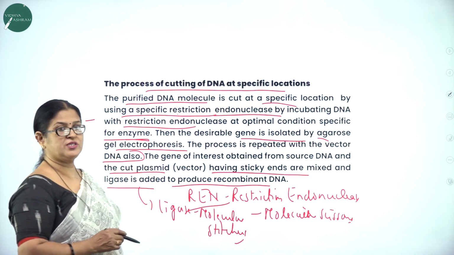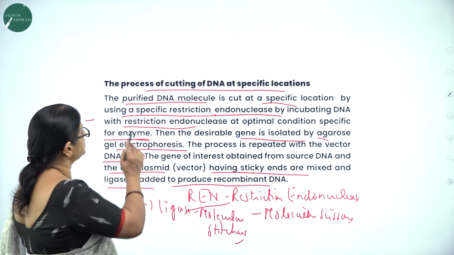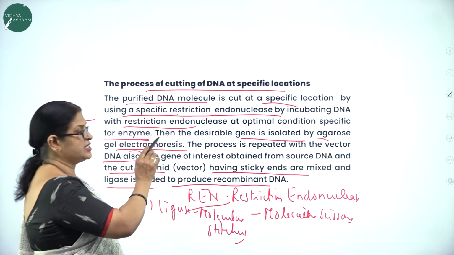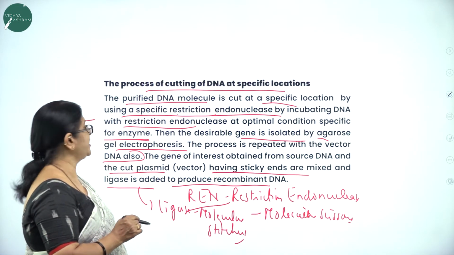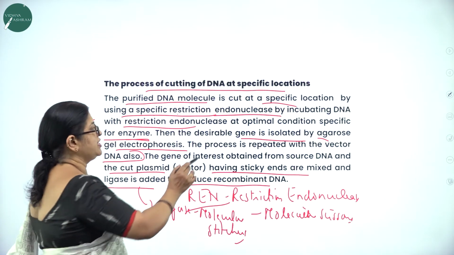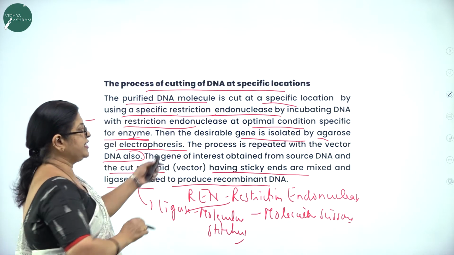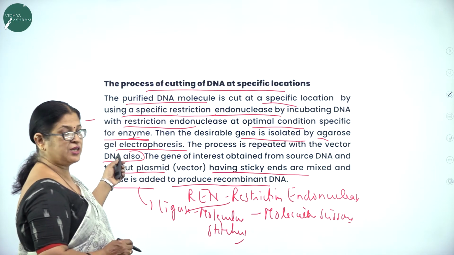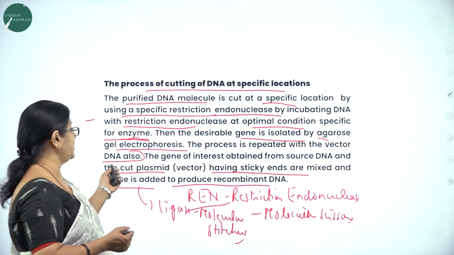So what are the steps involved in the process of cutting DNA at specific locations? The purified DNA molecule is cut at a specific location using a specific restriction endonuclease, by incubating DNA with restriction endonuclease at optimal conditions specific for the enzyme. Then the desirable gene is isolated by agarose gel electrophoresis. Then the process is repeated with the vector DNA also.